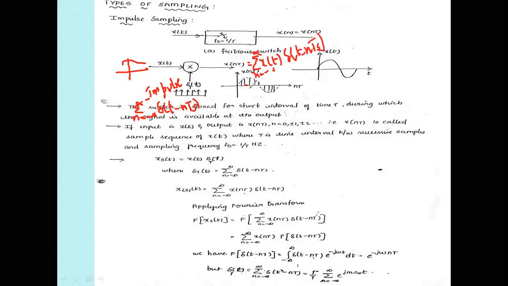Here, t is also nTs. The sum of n equal to minus infinity to infinity can also be written as x of nTs delta of t minus nTs. This is x delta of t, or xS of t, the time domain sampling equation. We already know this one. By using the impulse train, we sample the signal x of t to get the mathematical expression x delta of t equal to the sum of n equal to minus infinity to infinity of x of nTs delta of t minus nTs.